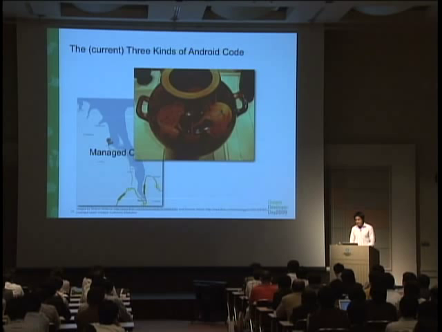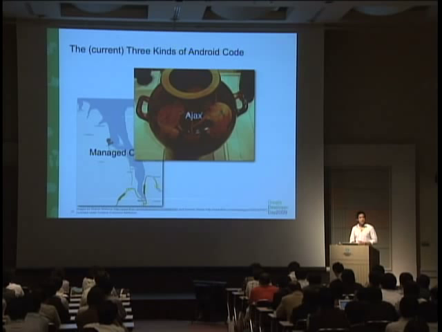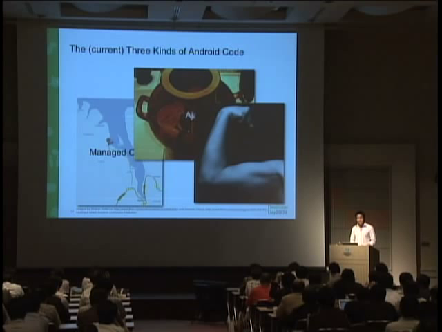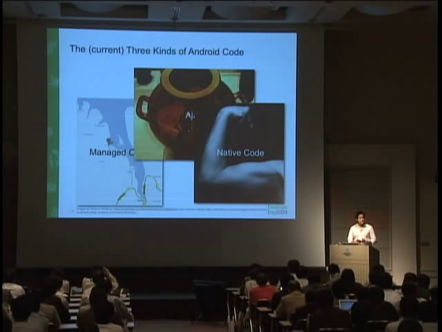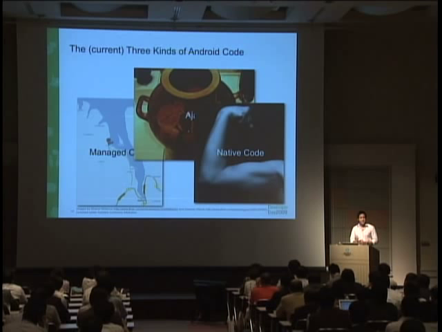Ajax, as many of you are probably familiar, involves JavaScript, CSS, and HTML, and is a way that you can create dynamic applications in a web browser. And the third kind of code is native code. And that's an ARM chip, because currently the devices that Android runs on are based on ARM processors. And native code is code that you'd write in C or C++ and compile down into binary that would run on that particular processor.